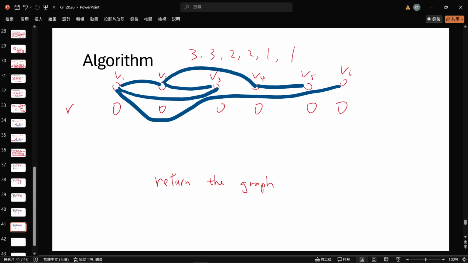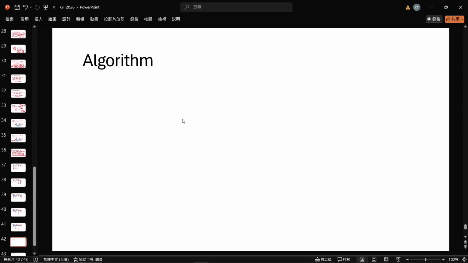Now let's try a different example where the degree sequence is not graphical. Okay, so let's apply this example to the algorithm.